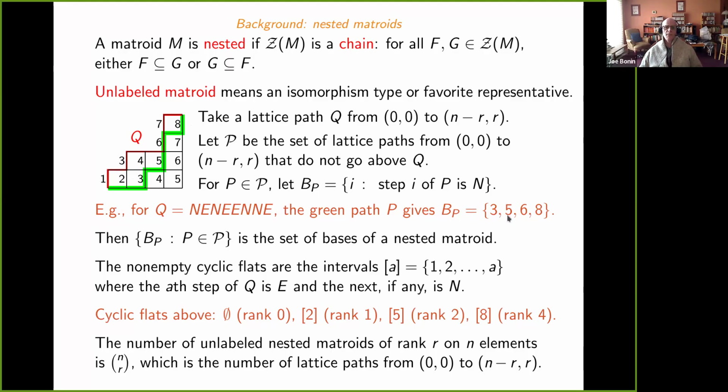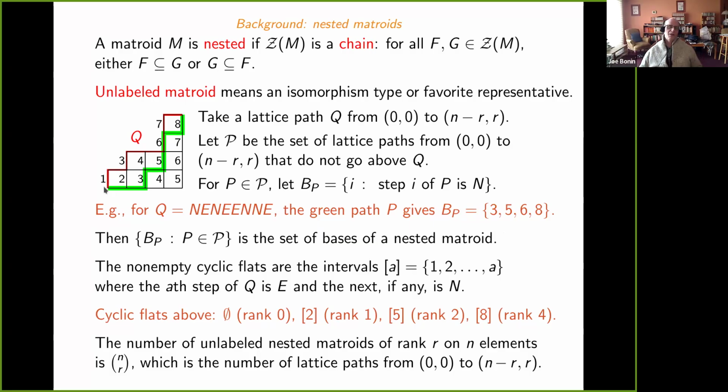That gives you a set. If you look at all of the paths from (0, 0) to (n−r, r) staying in that region, with each associate this set, that collection of sets is the set of bases of a nested matroid. The cyclic flats wind up being the initial intervals up to an east-north corner.